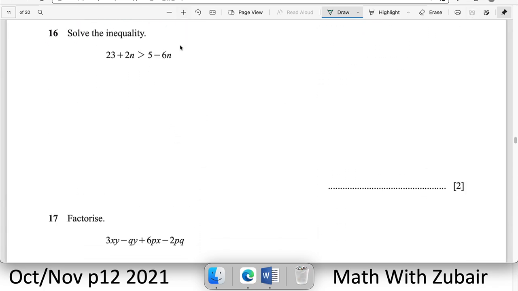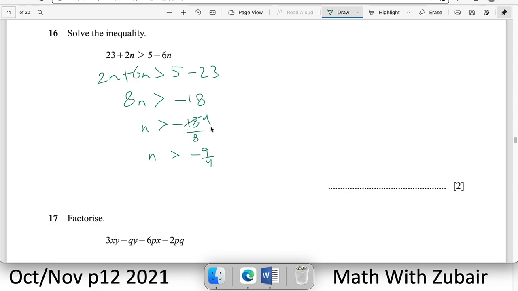Solve the inequality. Taking n on one side, 2n plus 6n is equal to 5 minus 23. 6 plus 2 is 8n. 5 minus 23 is minus 18. So n is greater than minus 18 by 8. That is minus 9 by 4, 2 nines, 2 fours. So n is greater than minus 9 by 4.